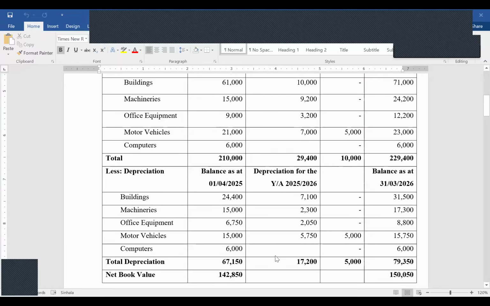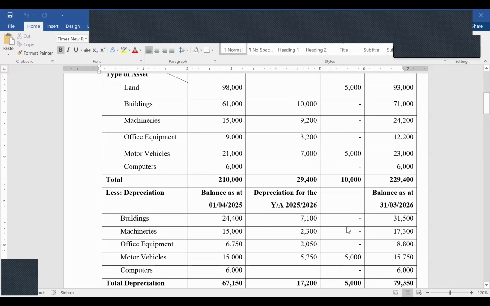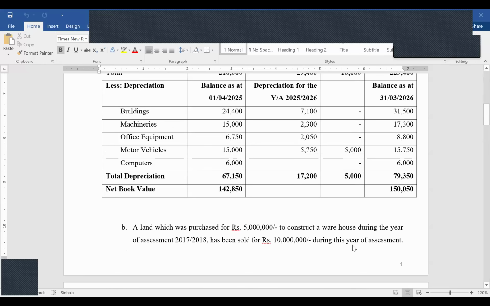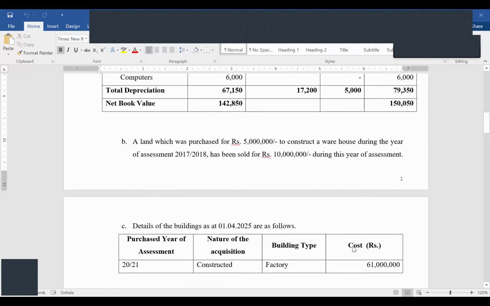Then during the period, the amount already depreciated, that is the book depreciation, and the depreciation value applicable for the disposed asset is also mentioned here. Then one by one you have been given descriptions. The land was purchased for 5 million and sold for 10 million. Then you can calculate the gain or loss.